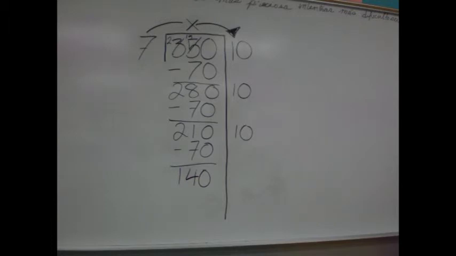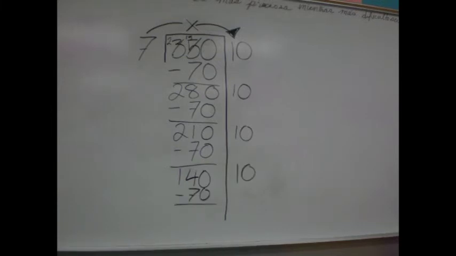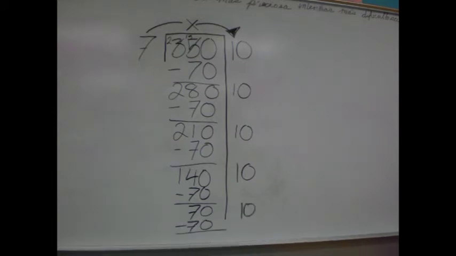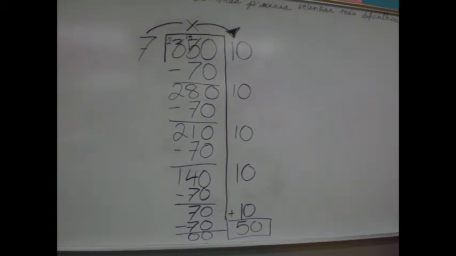Now, how many times does 7 go into 140? I will multiply 7 times 10 because I know that it will give me 70. Then we will subtract 70 from 140, leaving us with 70. How many times does 7 go into 70? We know that 7 times 10 is 70. We will subtract 70 from 70, leaving us with 0. Last, we will add 10 plus 10 plus 10 plus 10 plus 10, giving us the answer of 50.